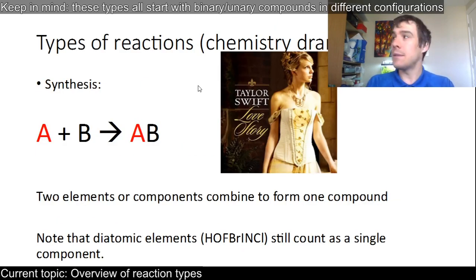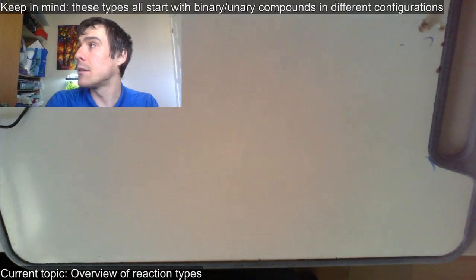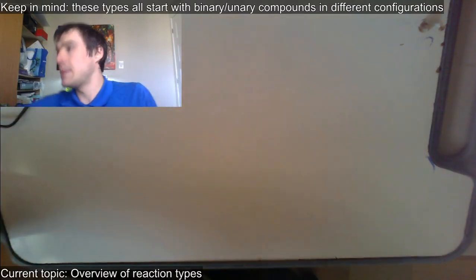This is an old note, so everything was based on Taylor Swift songs, but I think it's still appropriate. The first type of reaction that you might have learned is synthesis. So that's A plus B becoming AB. Now often A is a metal and B is a non-metal, so you'll end up with an ionic compound, but this can happen with molecular compounds too. Let's do an example of this. So we're going to go over here.